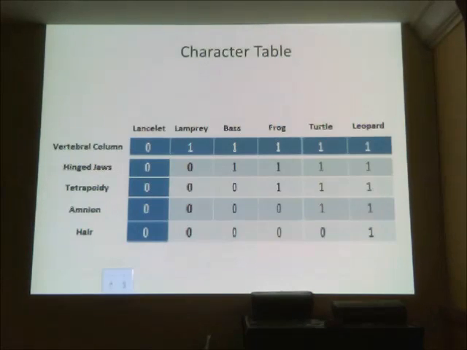Okay, so now I'm going to establish something called a character table, and I use this to construct a phylogenetic tree. The way it works is we're going to look at 4 characteristics: the possession of a vertebral column, having hinged jaws, tetrapody, which means 4 limbs, having an amnion, an amniotic membrane, and having hair. Every time an organism has a characteristic, we assign it a value of 1. If it misses all of those characteristics, we give it a 0.